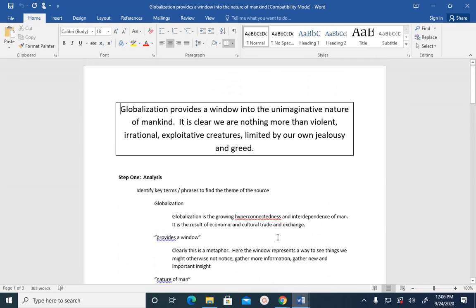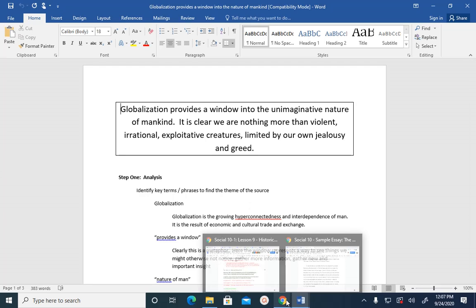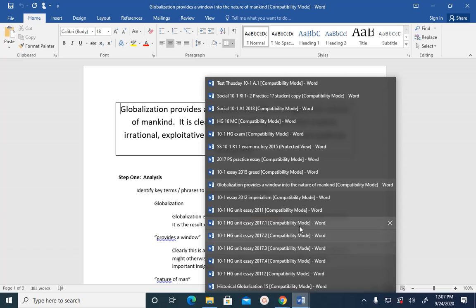So hopefully I have your attention. So we looked at this one, and it's going to be something like that, right? This idea, I want you to look at the idea that globalization provides a window. That when we look into it, we see ourselves. We see our nature. And I want you to be able to explore the idea that the strong do what they can and the weak suffer what they must. Your essay will be a combination of those two things.